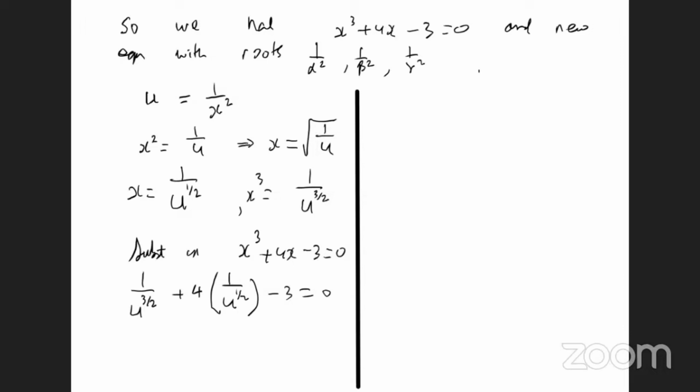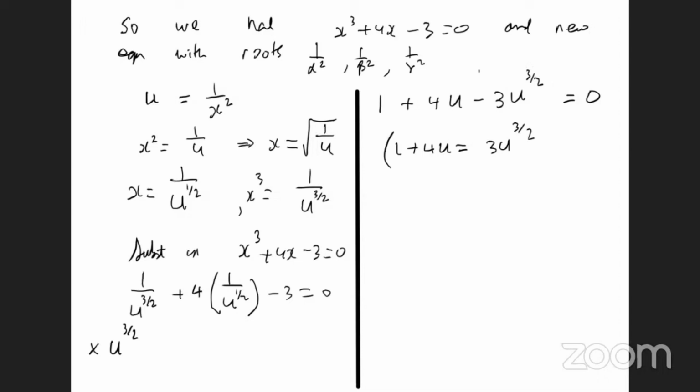So let's try and remove the denominator. So let's multiply everything by u to the power of 3 on 2. You'll be left with 1 plus 4 by, what is u to the 3 on 2 divided by u to the half? And that'll be 3 on 2 minus a half, which is 2 on 2, which is 1. Yeah? So you'll end up with 4 by u minus 3 by u to the 3 on 2 is equal to 0. Trying to make it look nice, right? So we have 1 plus 4u is equal to 3u to the 3 on 2.